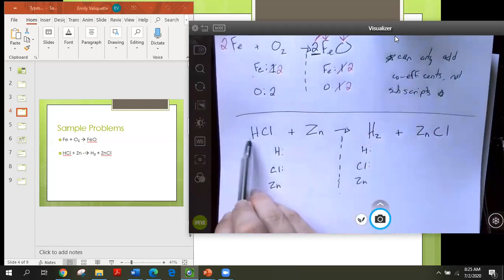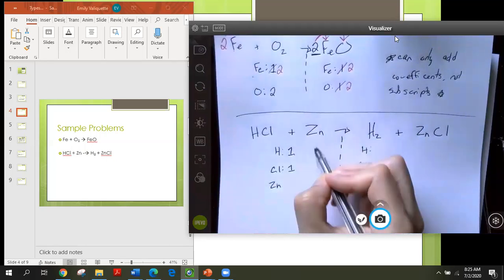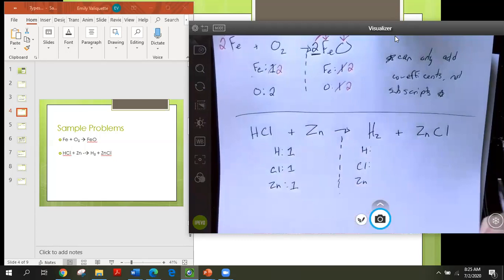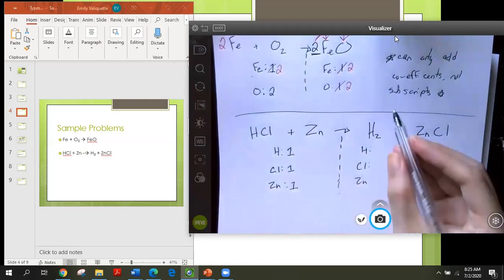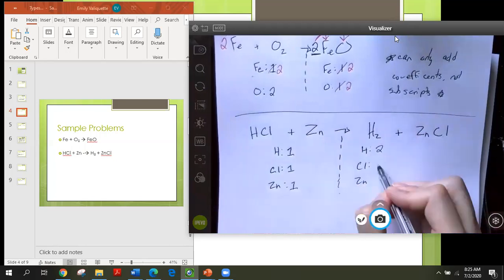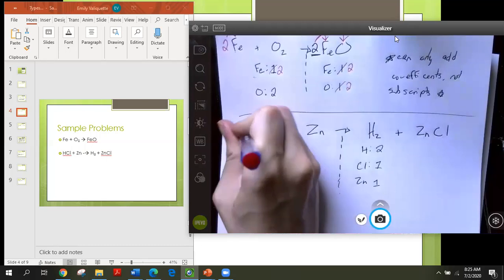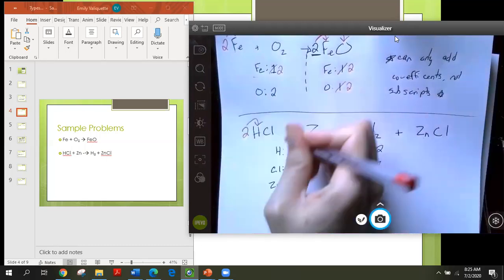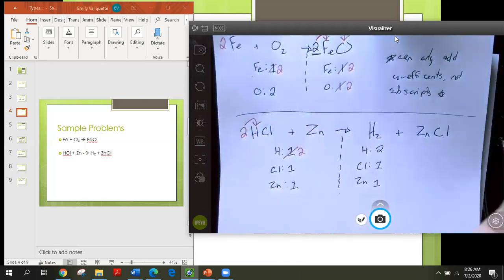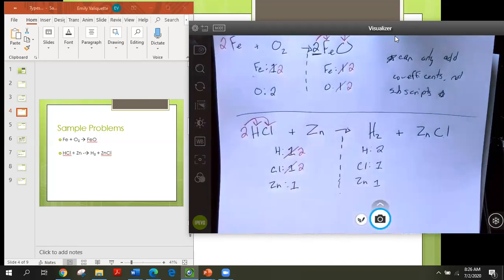I have 1 hydrogen here. I also have 1 chlorine, and I have 1 zinc. On the other side, I have 2 hydrogen, 1 zinc, and 1 chlorine. So the only thing that's not balanced right now is my hydrogen. I'm going to need to put a 2 here in order to get 2 hydrogen, but that also changes my number of chlorine to 2.